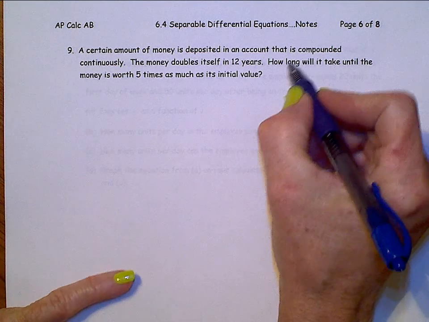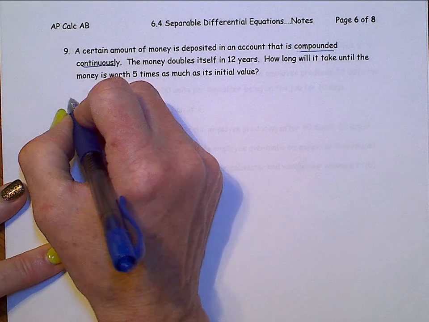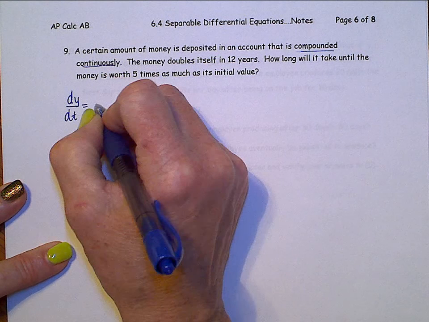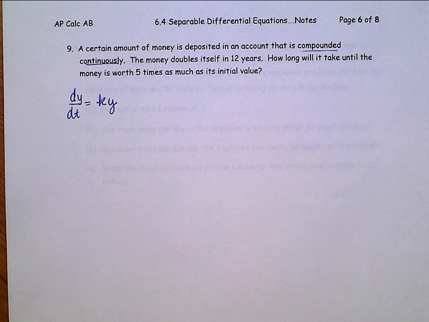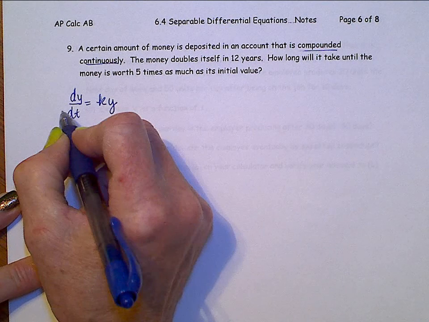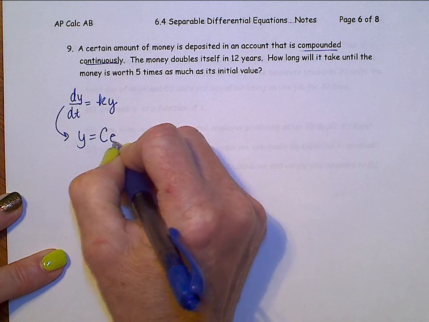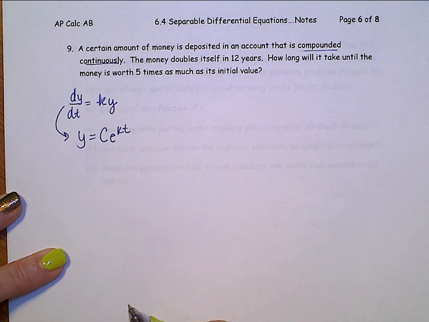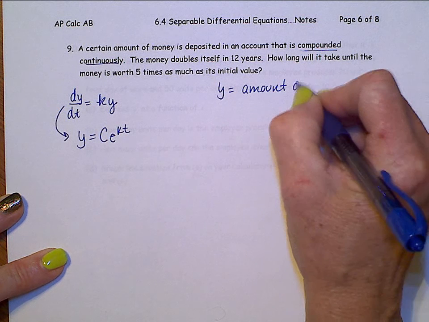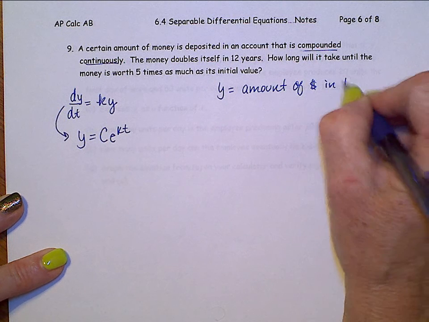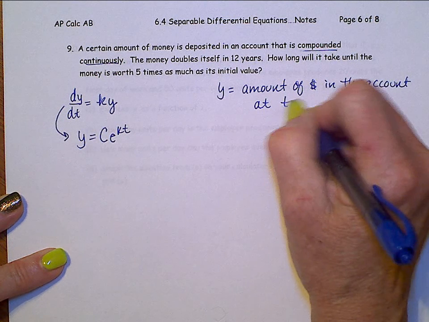Since the money is compounded continuously, we know that its rate of growth, dy/dt, is proportional to the amount that's in the account. And we also know when we have this set up, we can automatically go to y equals some C e to the kt, where y is the amount of money in the account at some time t.